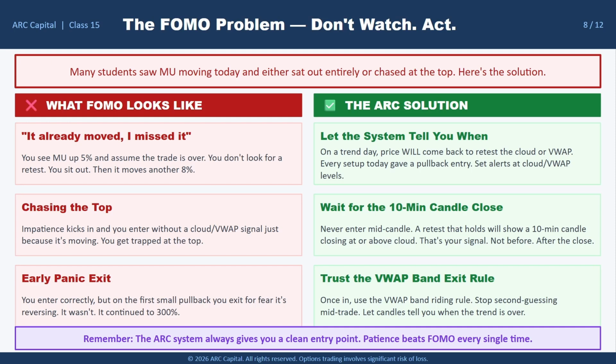Chasing the top, impatience kicks in, and you enter without a cloud or VWAP test just because it's moving, and then you get trapped at the top. The test happens, and you bought at the top. They were 500, and then the test happens, and they go down to 400, and you're down $100. And let's say you bought 3, you're down 300 at that point, right?